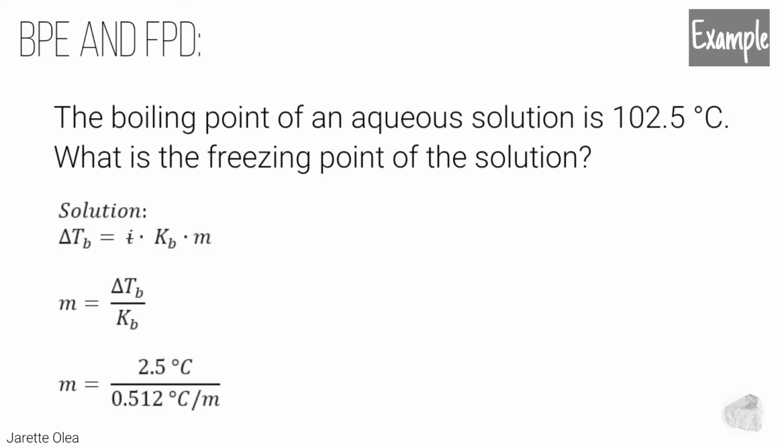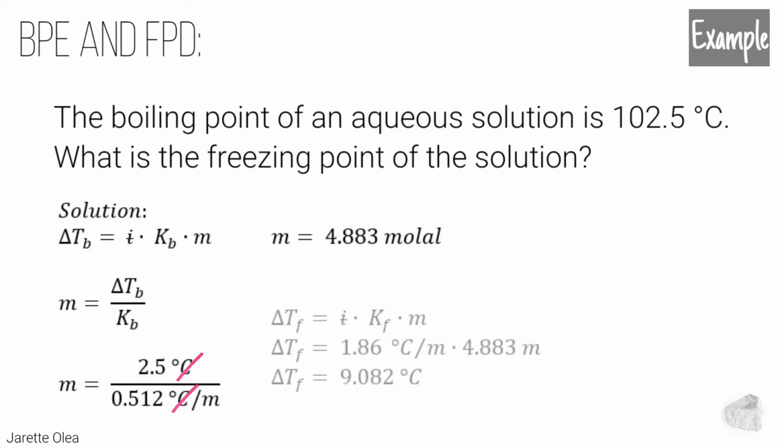What we must find out is the freezing point of this aqueous solution. Referring to our boiling point elevation formula, we derive it in terms of molality. We will now plug in those values, cancel degrees Celsius, and know that the molality of this aqueous solution is 4.883 molal. Now we go to the freezing point depression formula. We plug in again those corresponding values, cancel the molal units, and get that it is 9.082 degrees Celsius of temperature decrease in that solution.